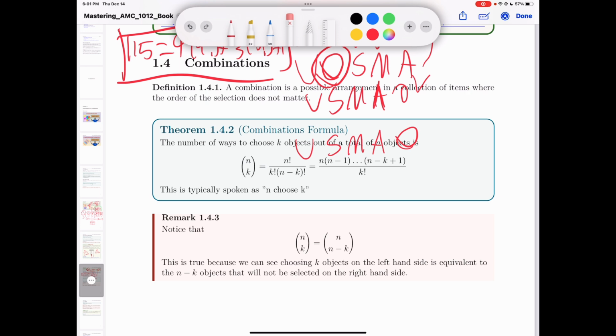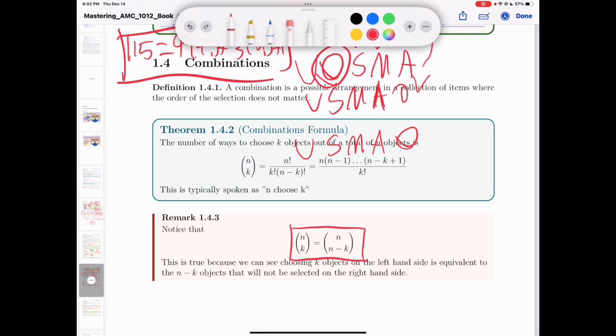Theorem 1.4.2: the number of ways to choose k objects out of a total of n objects is n choose k, which is n factorial over k factorial times n minus k factorial. Notice that, yeah, so this is very important. I already knew this, but time and time again, a lot of people don't really like doing this.